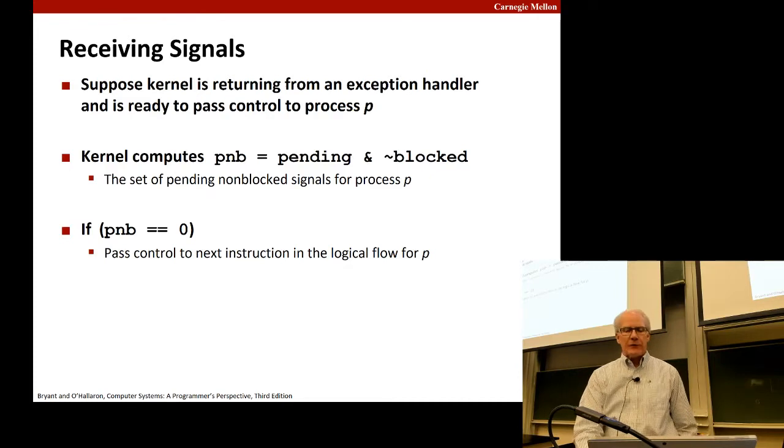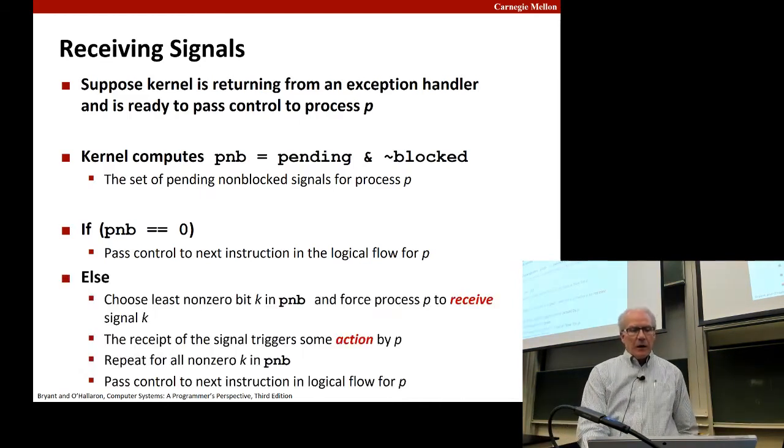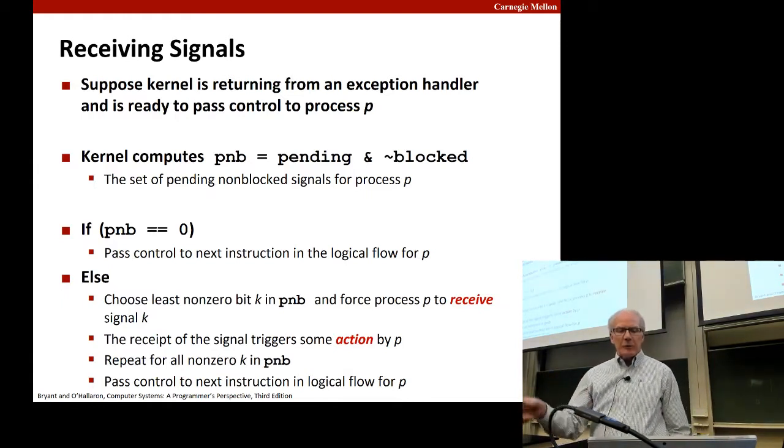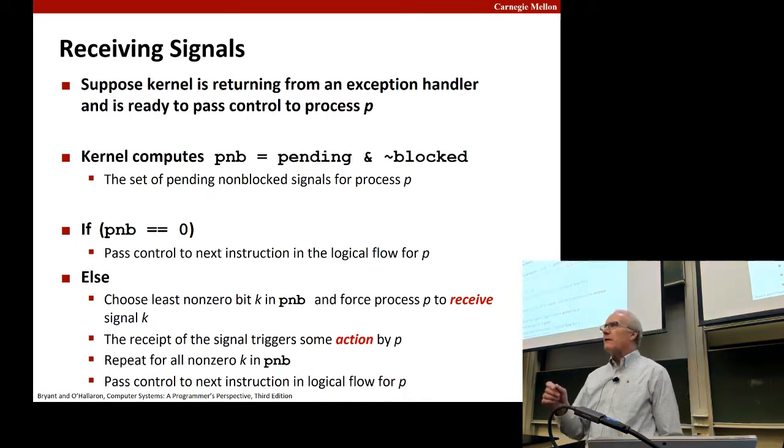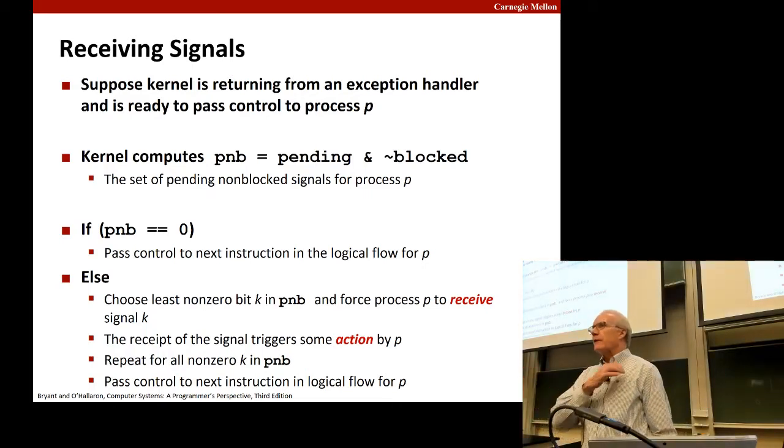if there are no pending signals, then it will just begin executing the regular code for process P. But if there are some unblocked pending signals, it will start to process each of those in priority order, from the lowest number to the highest. It will force that process to receive those signals. And if there's no signal handler for that particular one, then it will do whatever the default action is for that signal. But if there is a signal handler, then it will invoke that signal handler.